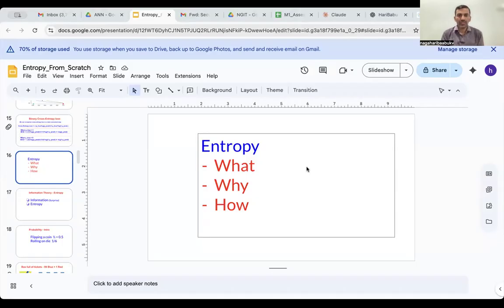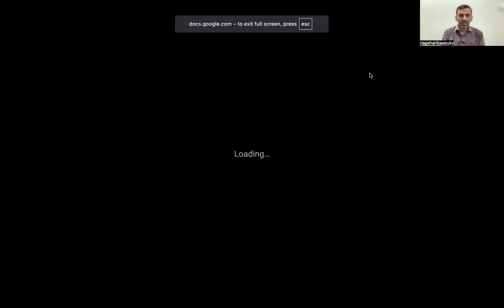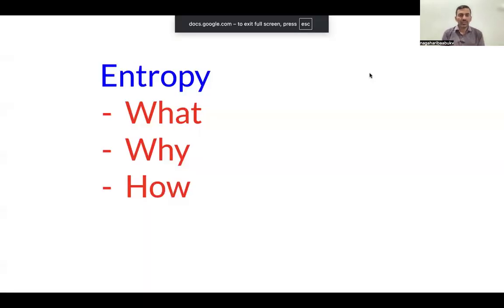So in this session, we are going to look at the concept of entropy. We'll see the definition of entropy and why it is significant in the context of machine learning. And also during the process, we will see how to derive the formula of entropy and how we can apply this in machine learning problems.